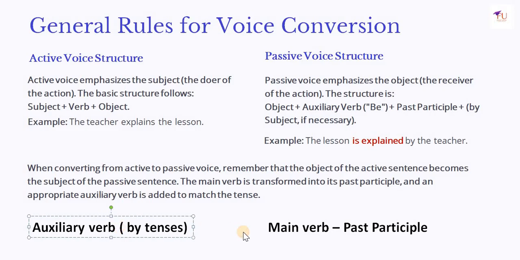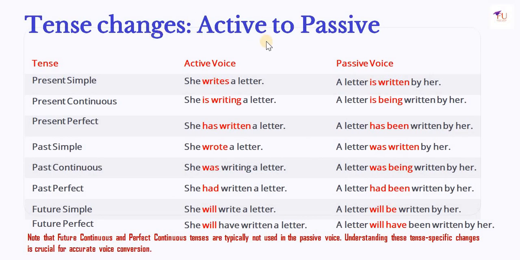Now keep this in mind. These two changes will occur in active and in passive voice. Now let's move on to the real tense changes, active to passive voice. Present simple tense example: she writes a letter, and it will be converted into passive voice: a letter is written by her. So the present simple tense we will change into passive voice.